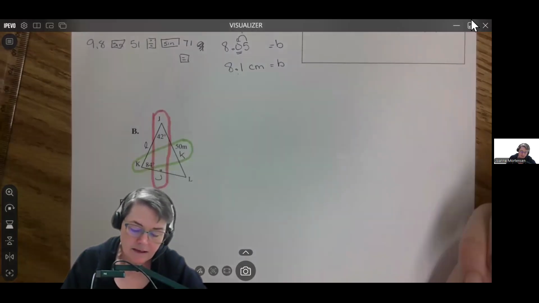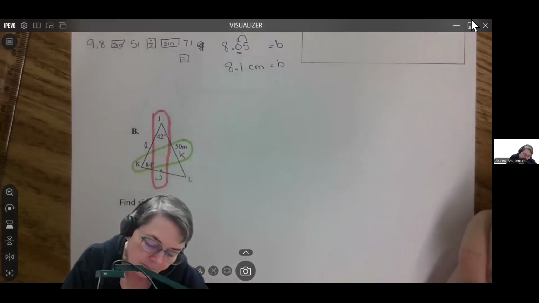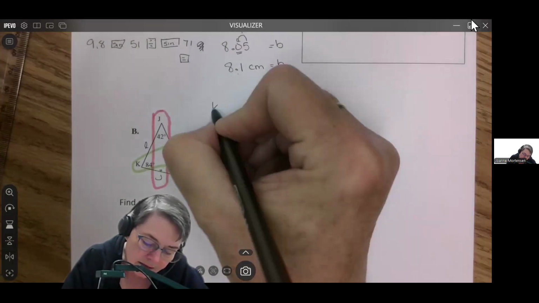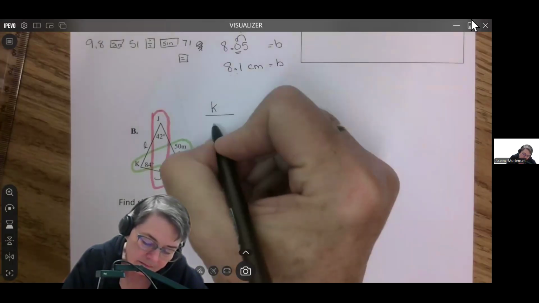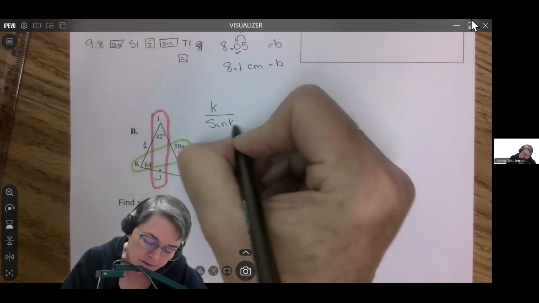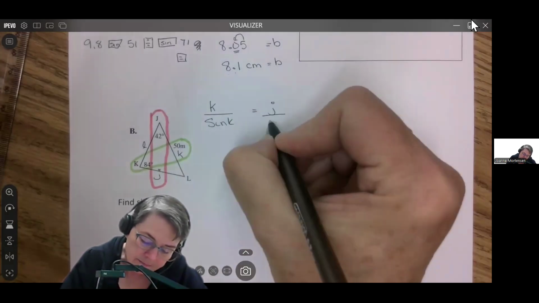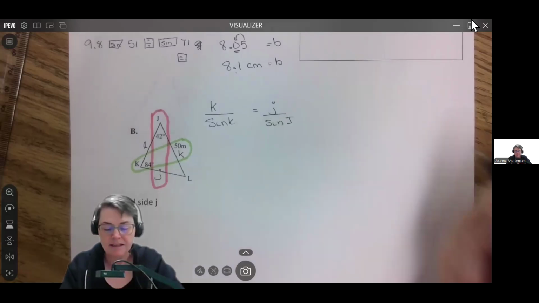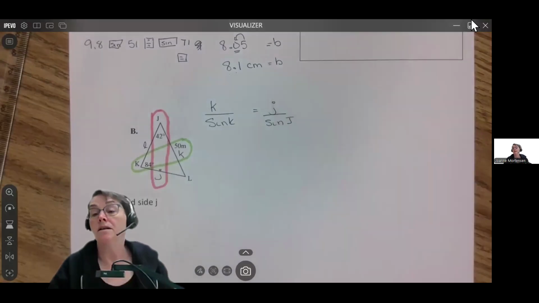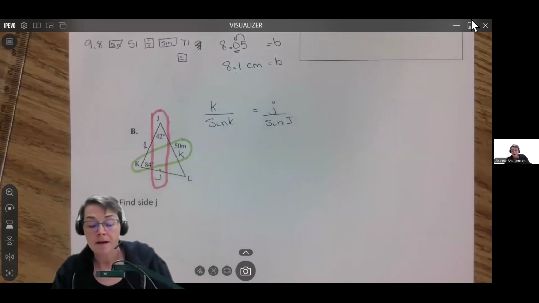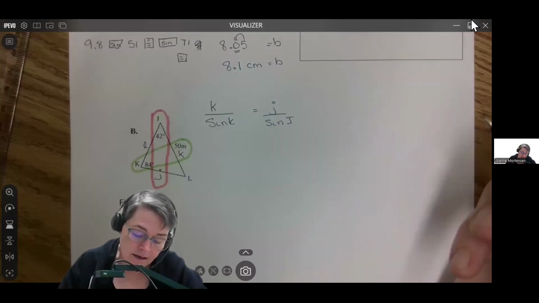All right, now we set up our thing. Lowercase k over sine k is equal to little j over sine j. Okay, match your letters, match your letters. Sine law is all about match left, right, center. All right, let's throw in our numbers.